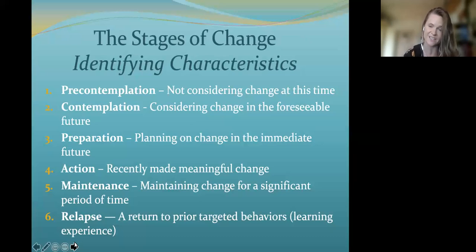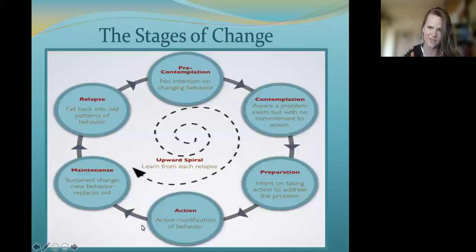They're making changes, and those are meaningful changes, and it's in the recent past. And then in maintenance, that's when those action steps are becoming sustained and really integrated into their life. They've been able to keep them up for a significant period of time. And then very importantly, relapse is a step that is part of the stages of change model because it is so normal. And that's a return to the prior targeted behavior, or as we frame it within this model, a learning experience.